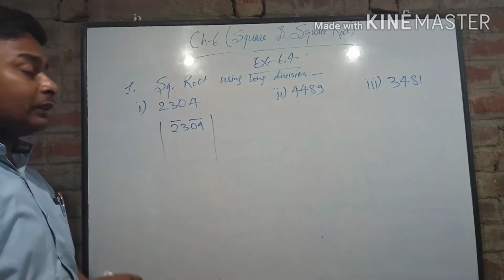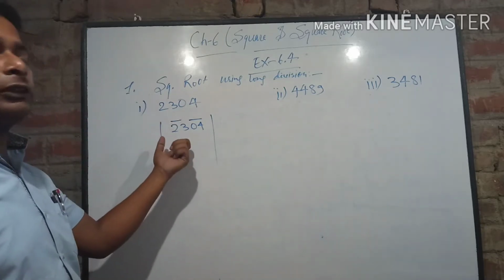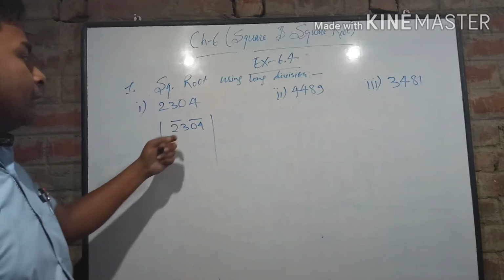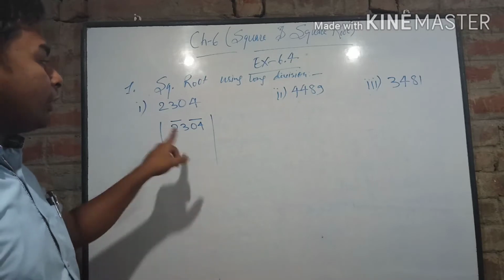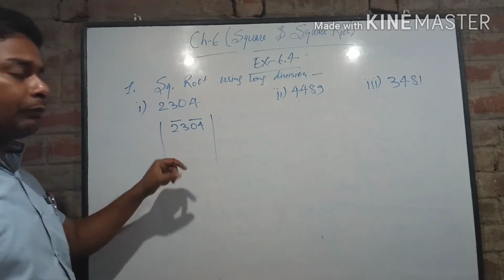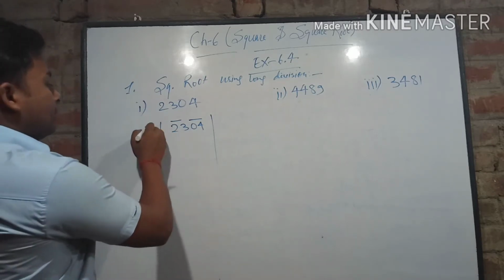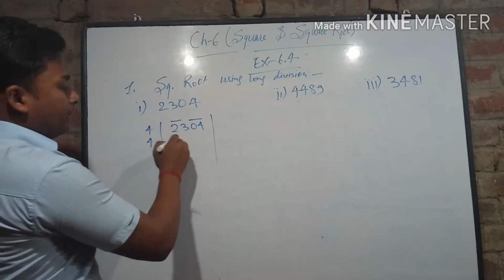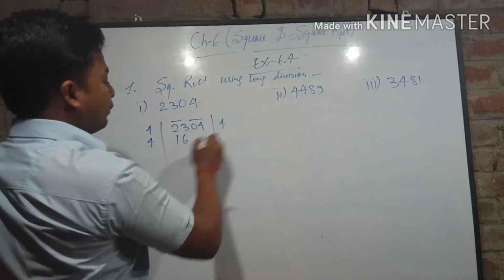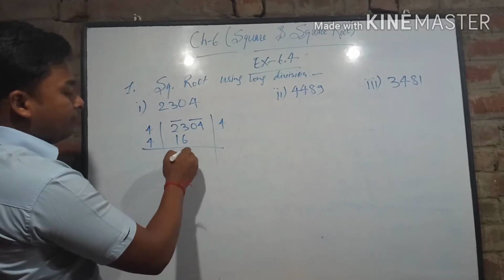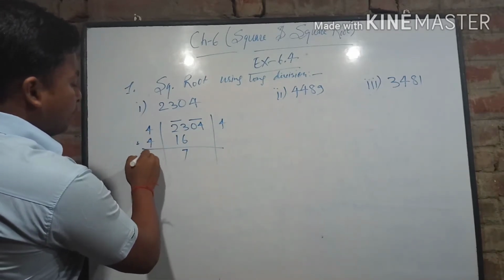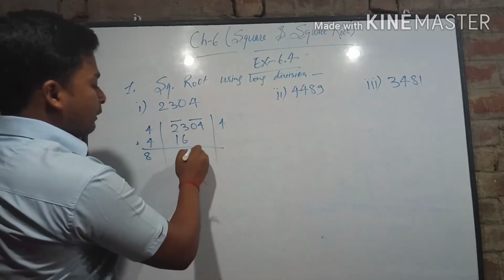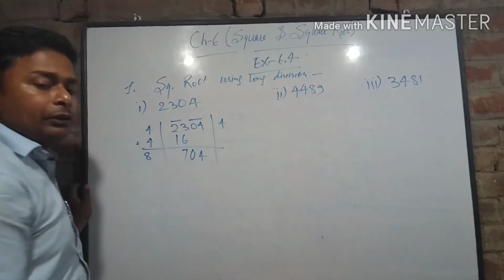The easiest process is to check the closest square. The closest square to 23 is 25, but 25 is greater than 23, so we go one less. That is 4. 4 square is 16, the quotient is 4, and if we subtract, we get 7. We add 4 plus 4, which is 8, and we note down 704.